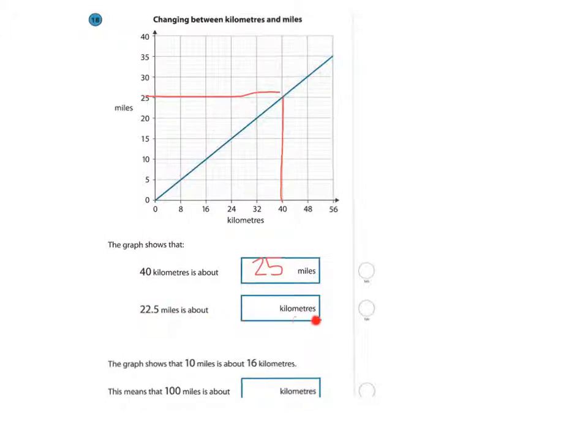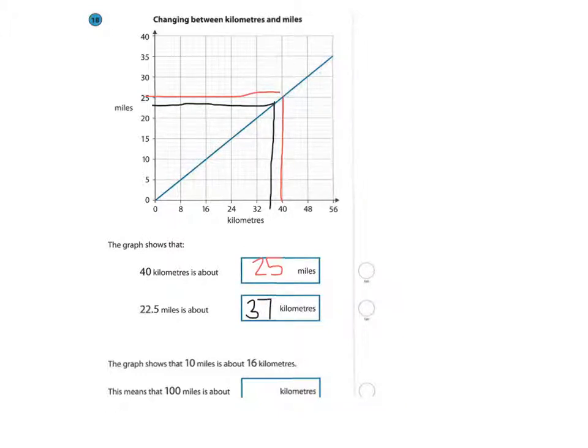22.5 miles is about something kilometres, so this time I'm going to look at the miles. I'm going to find 22.5, which I know comes somewhere in between 20 and 25. It comes halfway in between. Again, I'm going to draw a line from 22.5 miles across to the blue line. I'm then going to go straight down. Okay, so I can see it comes between 32 and 40, just over the halfway mark there. Halfway between 32 and 40 would be 36. I'm going to say it's just over that, so 37 kilometres.